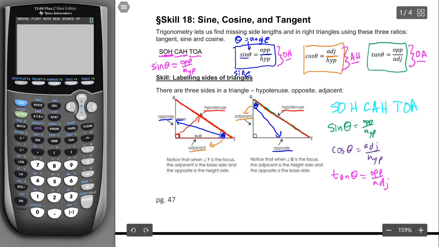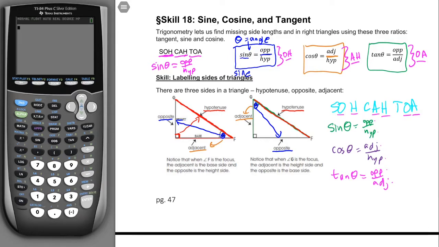So in other words, the O and the H in SOH become the O and the H in opposite and hypotenuse. The A and the H in CAH become the adjacent and the hypotenuse for cosine, and the O and the A for TOA become the opposite and the adjacent for your tangent.